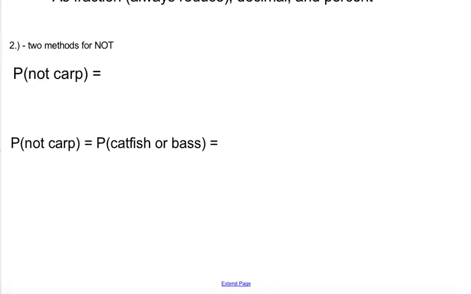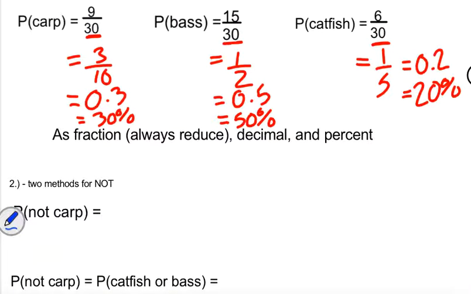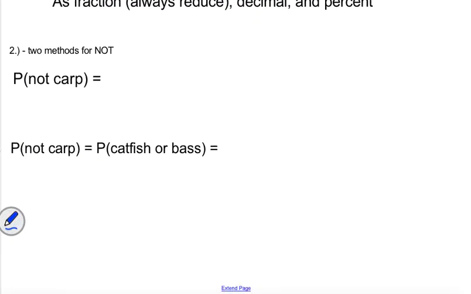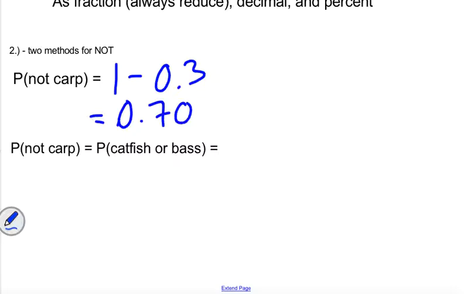Well, I could look at what are the total numbers of carp and go through it. So I've got my probability of getting carp. Well, I know that it has to add up to 100%. So 100% is 1 minus 0.3, which is 100% minus 30. So the probability is 70%.